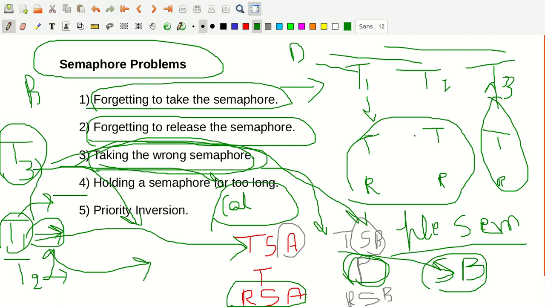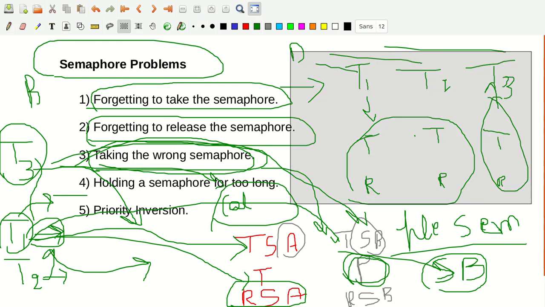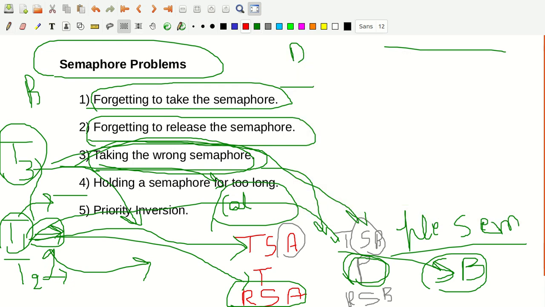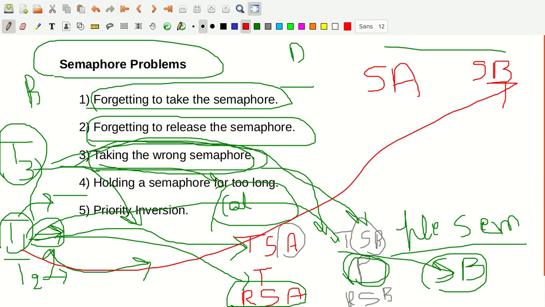The programmer has to know which variable each task wants. Now T1, instead of taking the temperature semaphore, assume that it took the semaphore B key. Now the semaphore A key is available, and the semaphore B key is available. T1, instead of taking the semaphore A key, took the semaphore B key. That is taking the wrong semaphore.